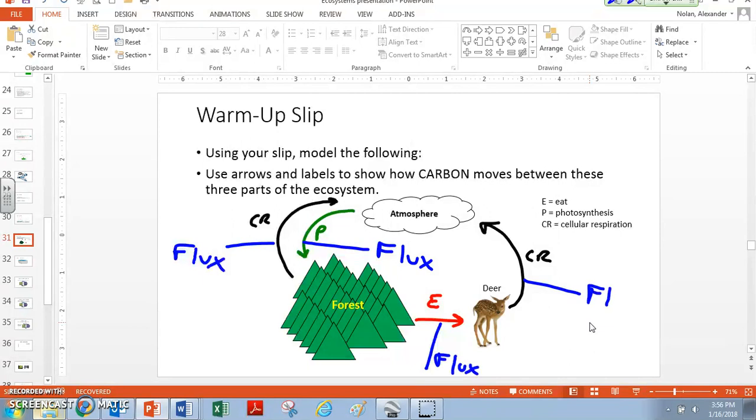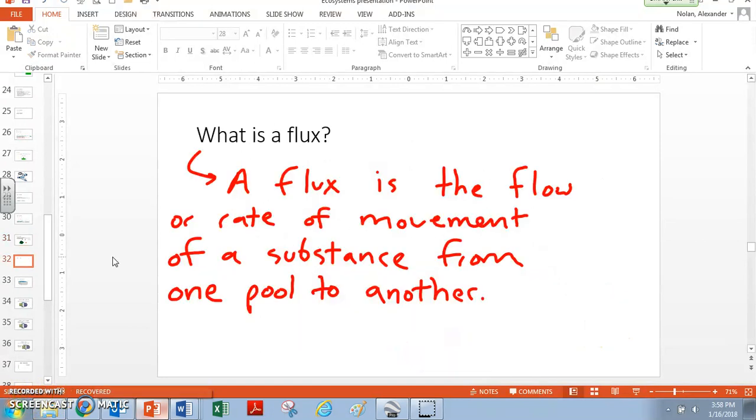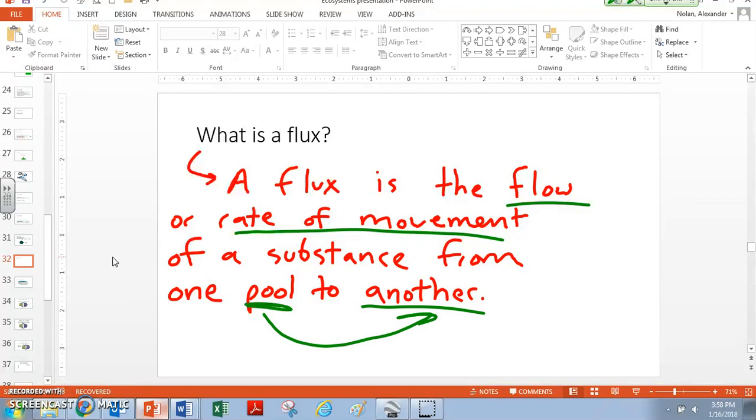So these all are fluxes, and what that means is that the idea of a flux really should be kind of familiar to you. If you draw an arrow showing that carbon is moving between two different pools, that is a flux. So in short, or as short as we can really get it while being accurate, a flux is the flow. Really, that's where the word flux comes from, the Latin for flow. It is the flow or rate of movement of a substance from one pool to another pool.